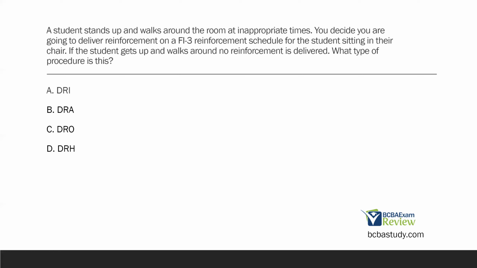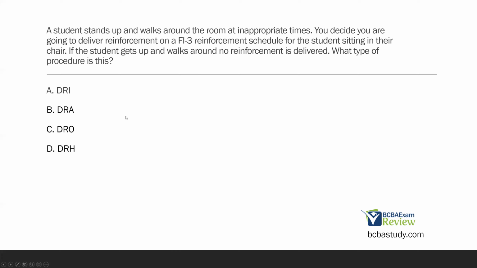First thing we need to ask ourselves, are we teaching a replacement behavior? If the answer is yes, then we can quickly eliminate some of our differential reinforcements. What differential reinforcement interventions teach replacement behaviors? Well, DRI and DRAs. Which ones don't? DRO doesn't. DRL and DRD don't. And DRH don't. So are we teaching a replacement? Yes, right? What do you want them to do? You want them to sit in their chair at appropriate times.